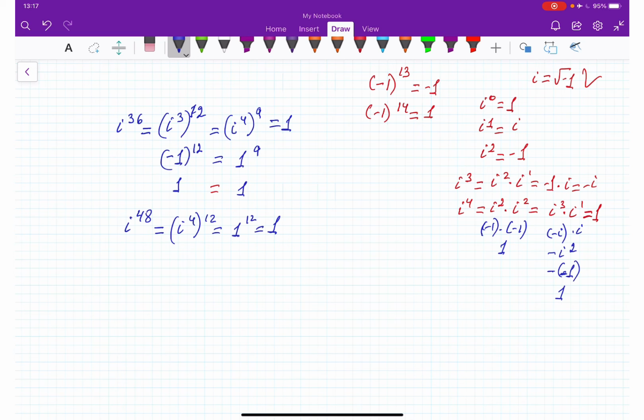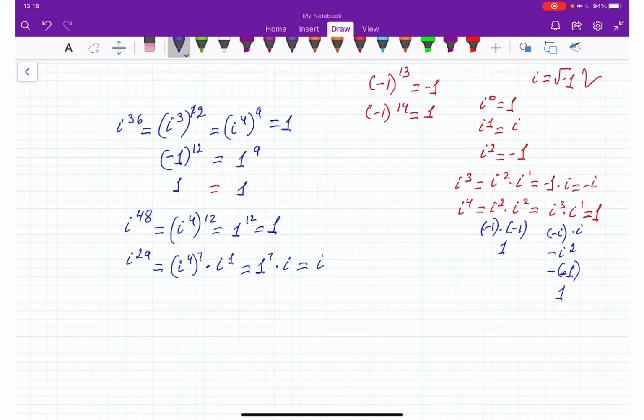Next, i to the power 29. That is equal to... 29, I can take 28, right? 28 divided by 4 is 7. i to the power 4 to the power 7, that's 28. And there will be 1 left, right? Times i to the power 1. So this will be equal to 1 to the power 7 and then times i. Result is going to be i.